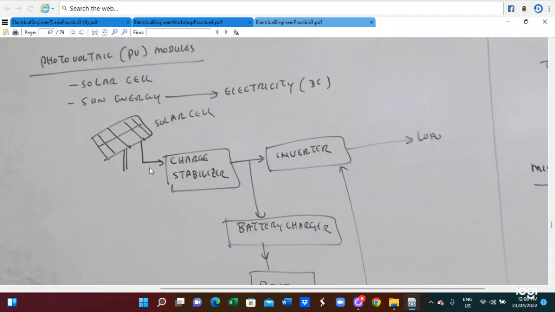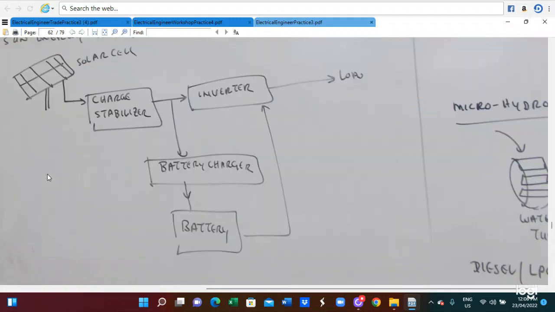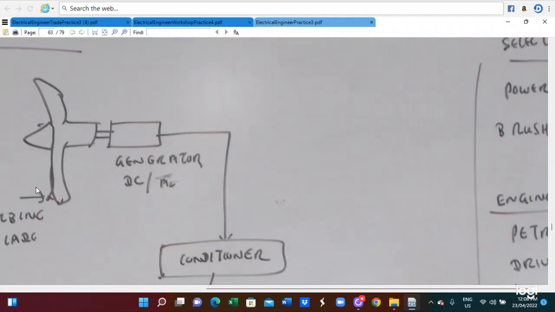We charge the stabilizer, connect to the inverter, and connect to the load. From the charger we connect to the battery charger, and then to the battery. So this is the configuration of the solar cell system. Here is a wind energy system.